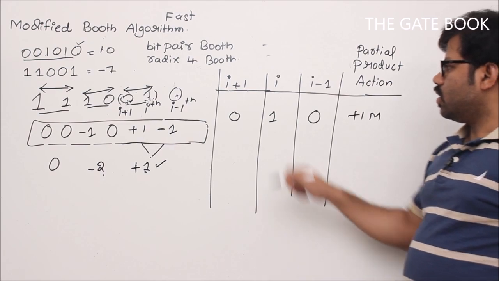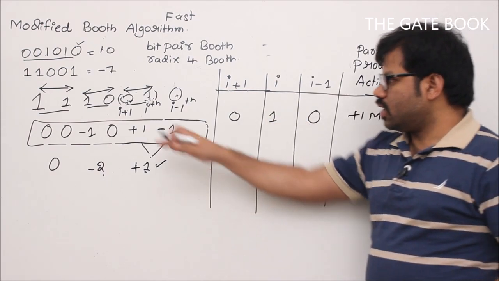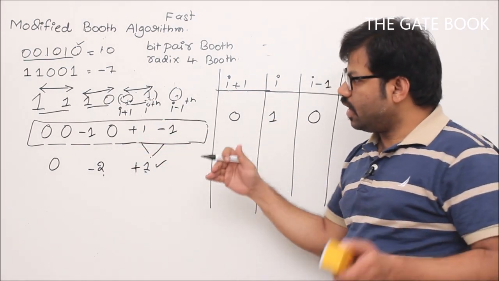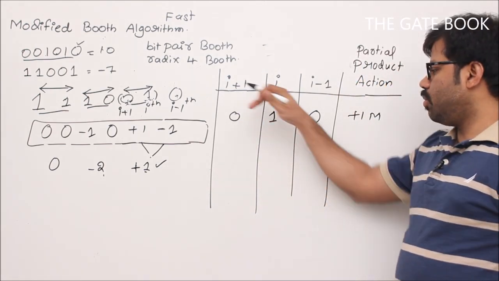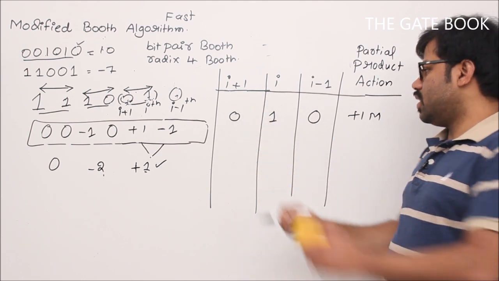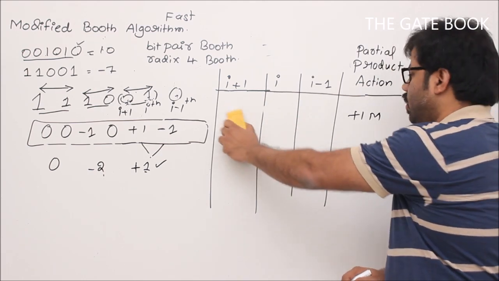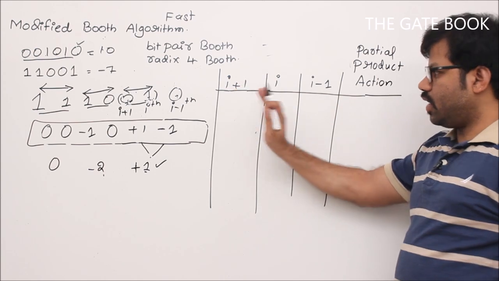Now what we do is, we take all possible combinations, because this is only for our example. In reality the binary pattern can be anything, so any binary combination can be possible for I plus 1, I and I minus 1. So what are the possible combinations we can have? We will see now. Let me write them all out.